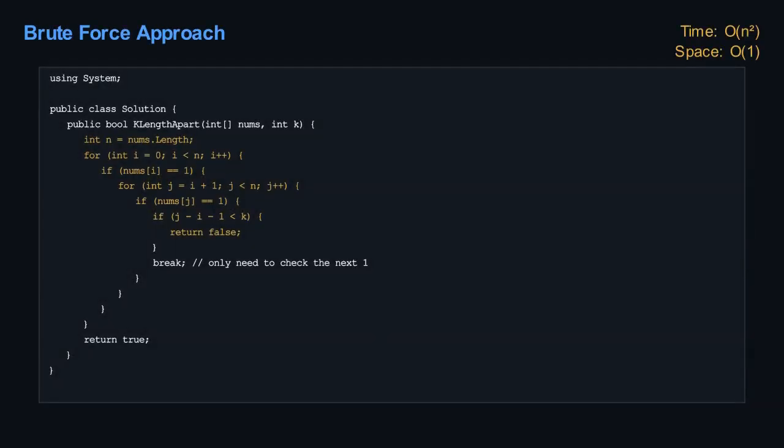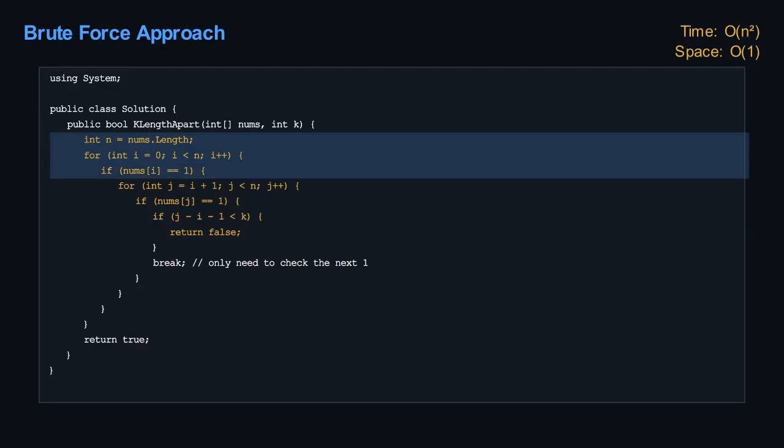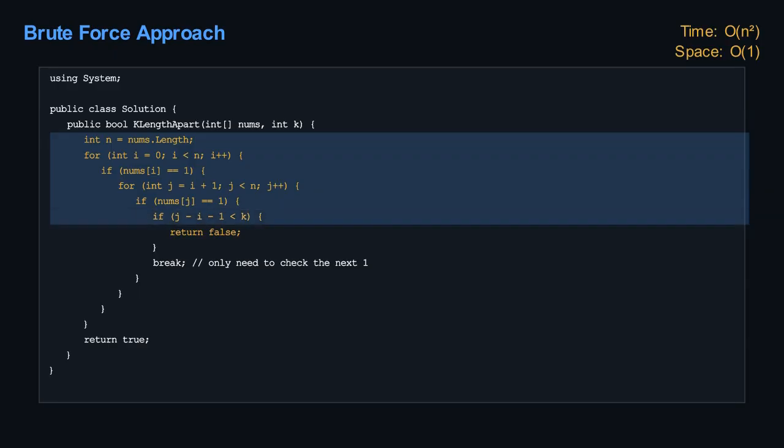A naive approach scans the array from left to right. Every time we find a 1, we start another loop scanning forward to find the next one. We then calculate the distance between them. If the number of zeros between them is less than k, we return false. This works, but does a lot of redundant scanning. We end up retraversing parts of the array we've already seen, leading to O of n squared time complexity in the worst case, though it uses no extra space.